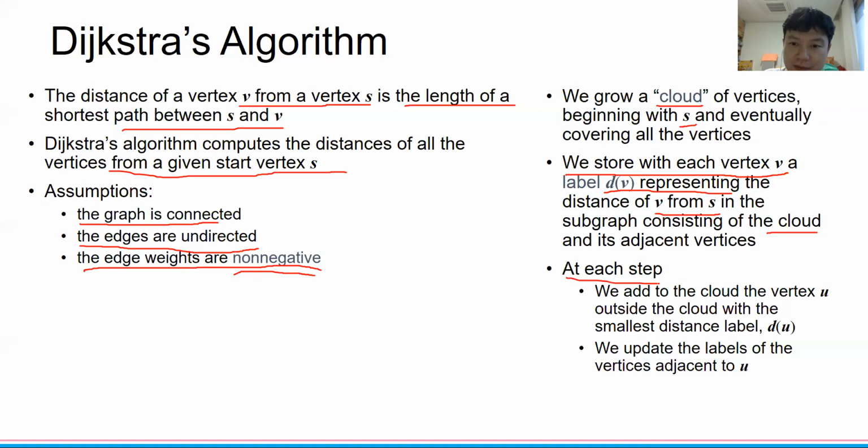For every step, we want to add to the cloud the vertex u outside the cloud with the smallest distance label d(u). So d(u) means the smallest weighted distance to the vertex u. And after we find the smallest distance, we will update the labels of the vertices adjacent to that vertex.